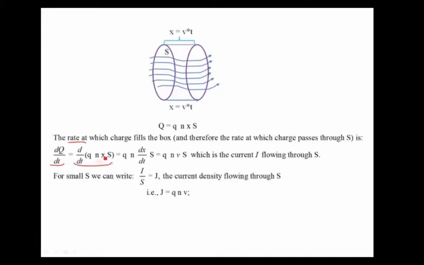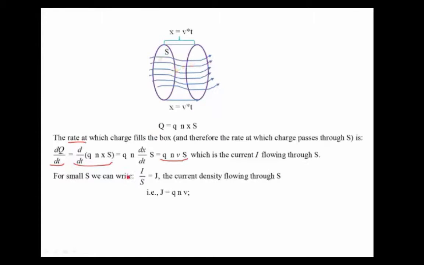And you'll notice that the only thing that could depend on time is the x. We place the derivative in front of x, and so we have q little n dx dt times S. Well, this is the velocity. So putting that in then, the current in or out of the box, depending on the sign, is equal to q n v times S. So this is the current flowing through either this S or this S, because we assume that there is no source or sink, so everything that enters comes out.